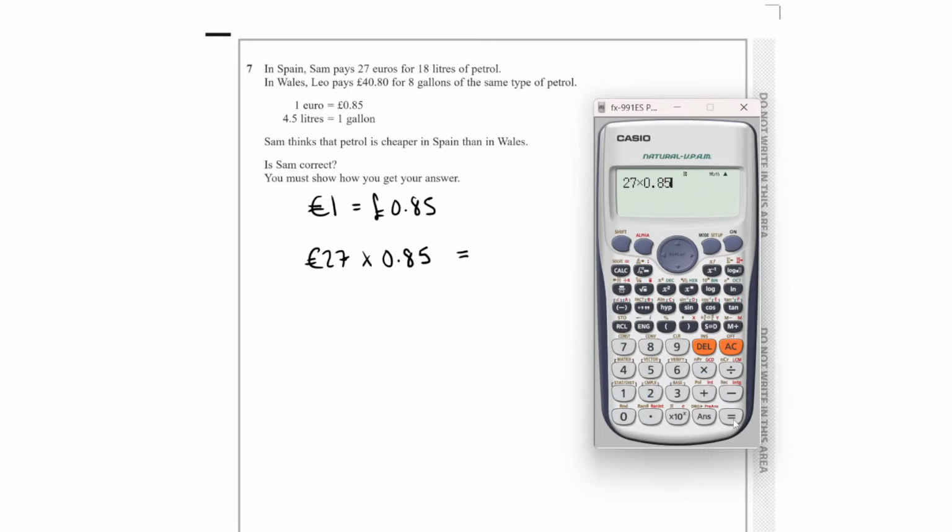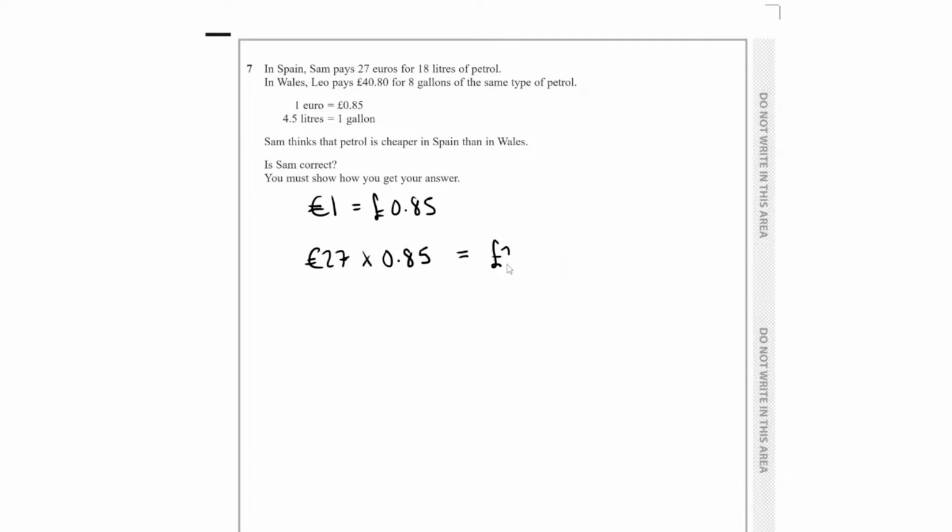You can also think about it as, should I get fewer pounds? Like, should my answer in pounds be less than 27? Well, yeah, because we've got 85p as every euro, so we're going to have fewer pounds as an answer, aren't we? 22.95. Okay, so that's saying that in Spain, it's 22.95 in pounds for 18 litres, isn't it? So we've converted one. The other one was 40 pounds, 80. They're both in pounds. However, I can't compare it directly because see how the gallons and the litres is then the problem.